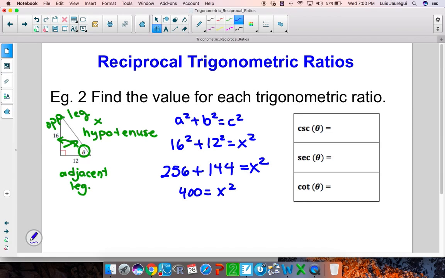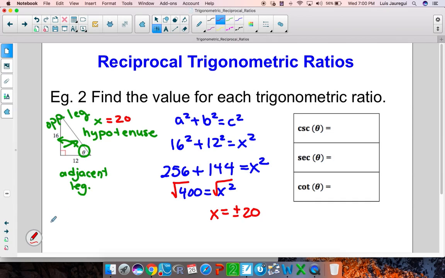Now, we don't want the x squared. We just want the x. So in this case, we need to take the square root on both sides. So we get that x is equal to plus or minus 20. Since we're dealing with lengths, and lengths cannot be negative, we know that x will be the positive root. So x is equal to 20.